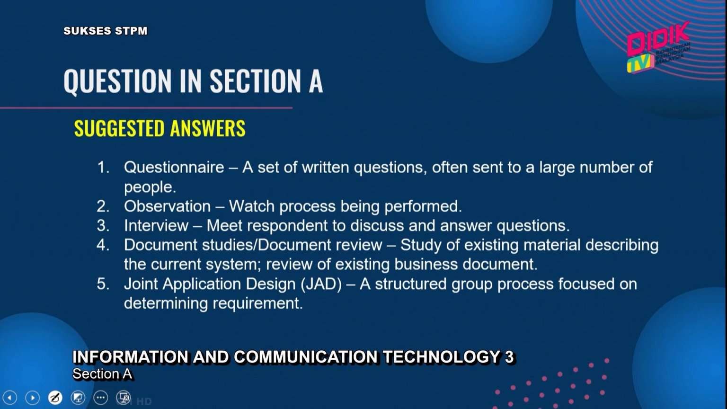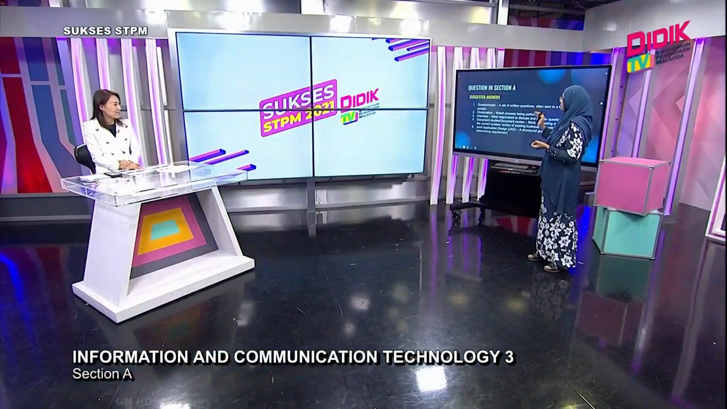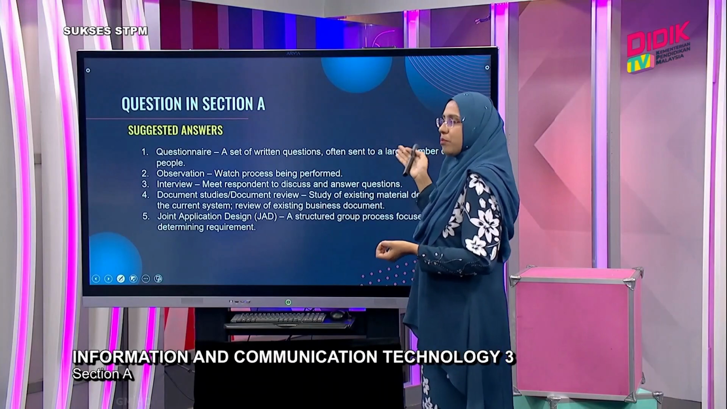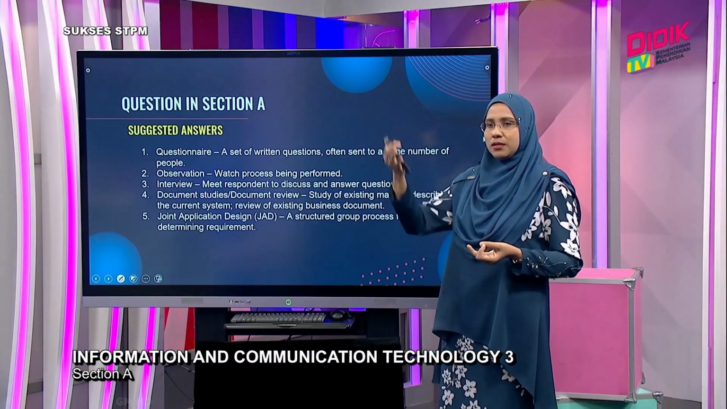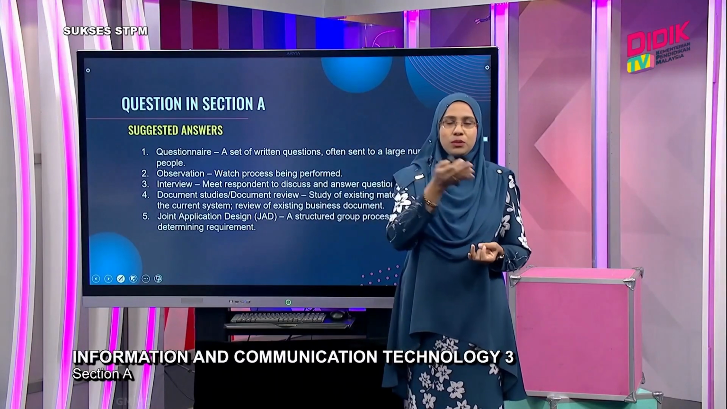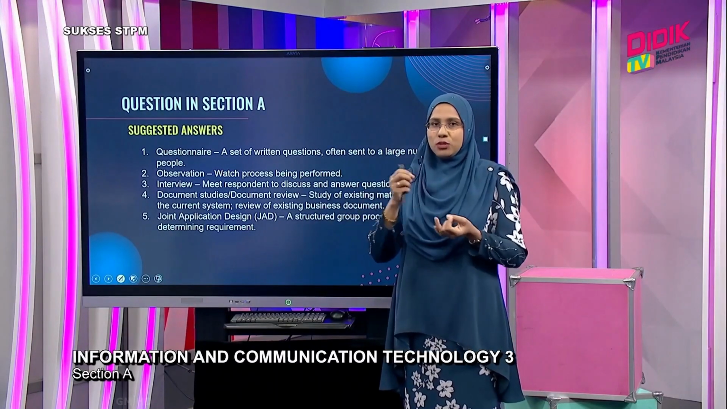And then question asks you to discuss. Then you give some points about questionnaire. So questionnaire, what is questionnaire? It's a set of written questions often sent to a large number of people. That's it. It's very straightforward, right? Yes, very straightforward. Okay, so next one, observation. Okay, next method is observation. So what is observation? Watch process being performed. So you see in the organization how the data flow from one department to another department. You observe and then you jot down.